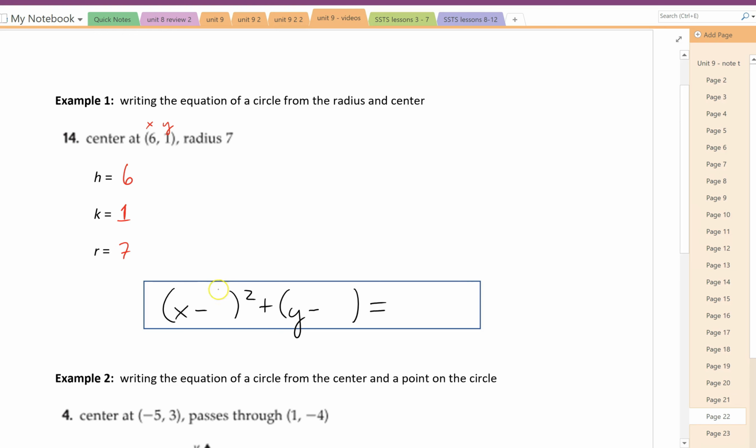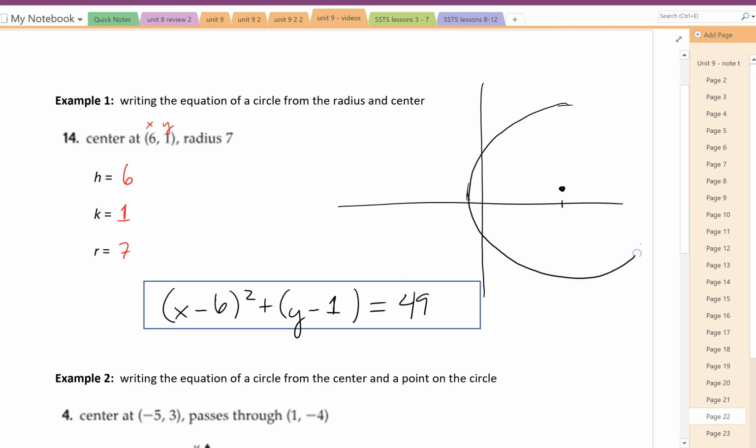So I plug in h right here, so 6, k right here, and then I square the radius, and that goes right there. And it's really that simple. And so if I was going to graph this circle, the x value is out here at 6, the y value of the center is at 1, and then the radius is 7, and so it would get out to here, and it would be something like this.